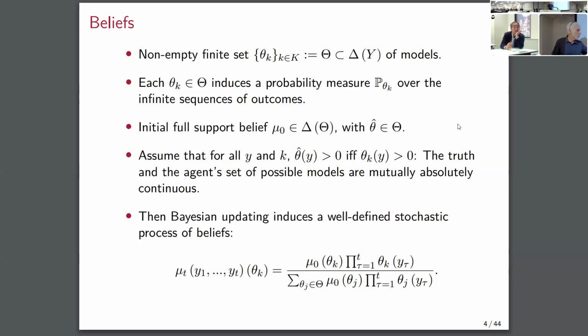The agent has seen outcomes y1, y2, y3, up to yt. The posterior probability they give to model theta k is, well, what's the probability we would have seen this sequence of data if the truth was theta k? So that's this: the prior of theta k times the probability of the sequence under theta k. And in the denominator, it's the total probability we could have seen the sequence of outcomes. So we take the sum over all the different theta j that are possible, mu naught of theta j times the probability of the sequence under that theta j. This is just Bayes rule.